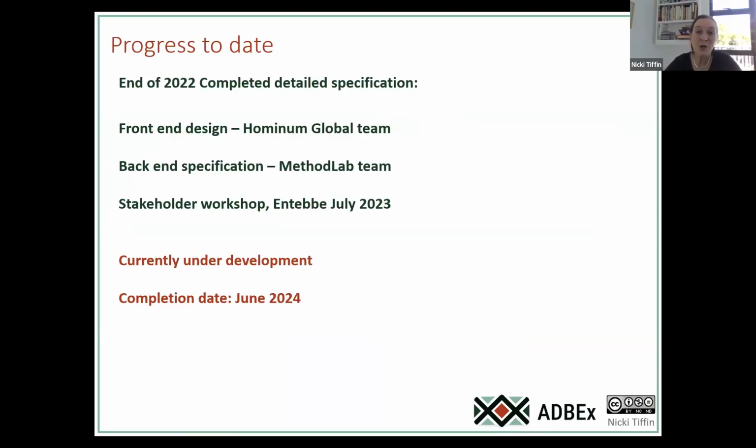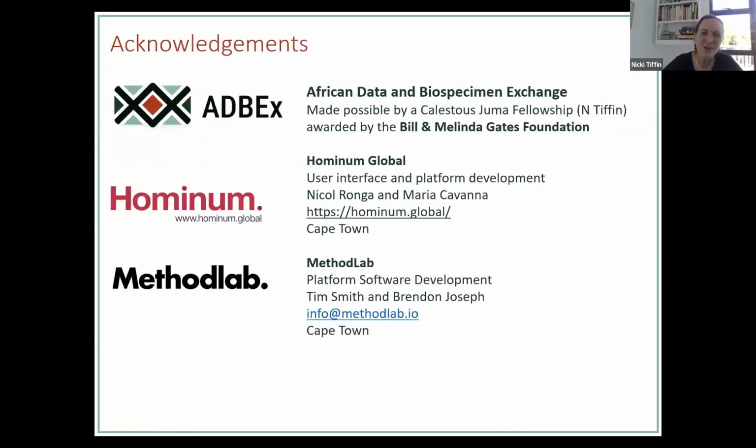We spent a year working with our user experience team and developers, and we built a detailed specification with that lovely front end that I've shown you. And we had a really great stakeholder workshop in Entebbe in 2023. The developers are working currently, and we're looking at a completion date of June 2024. We're very excited to release it. We'll certainly be sharing the information more widely.